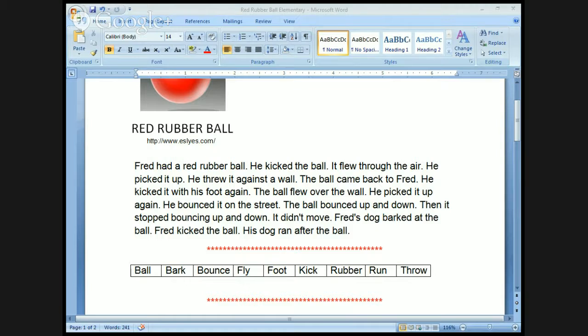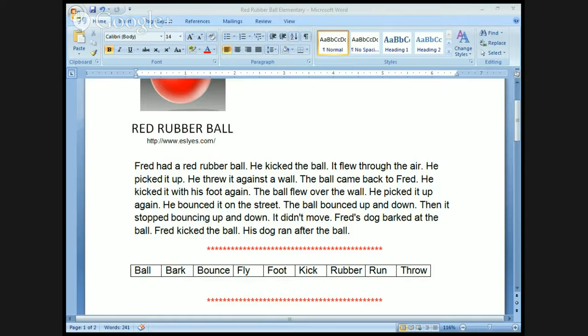It didn't move. What didn't move? Perhaps the ball stopped moving. Do you think the ball stopped moving? Yes, I think the ball stopped moving.